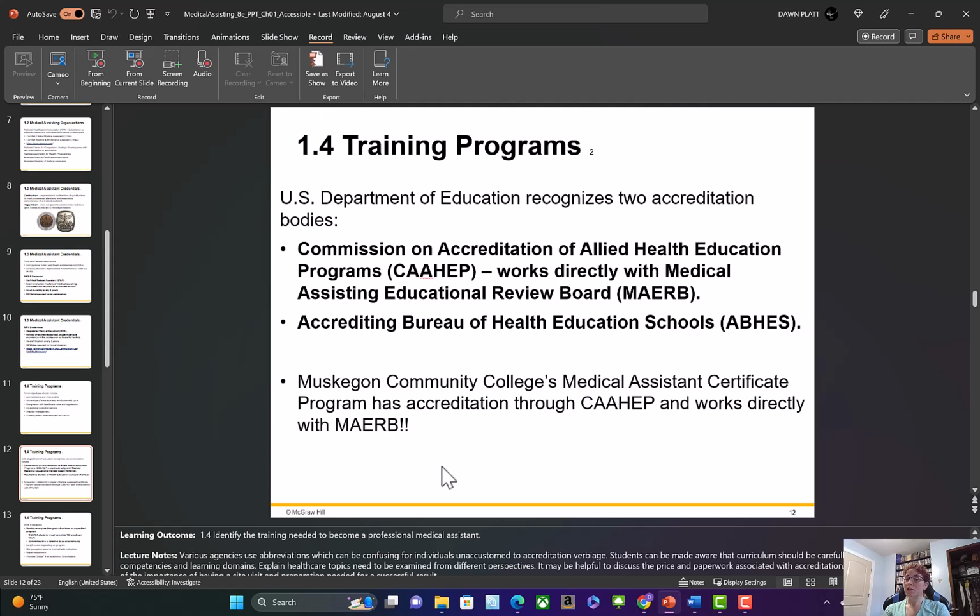Accreditation for a program is extremely, I'd say honorable and prestigious. It is showing that the program is following all the rules and regulations that are set forth by the accrediting board. We're teaching the students the curriculum that's required of every medical assistant across the nation. The other accrediting board is the Accrediting Bureau of Health Education Schools, otherwise known as ABHES. There are other organizations, or I should say academic institutions, that have accreditation through ABHES, which is required.